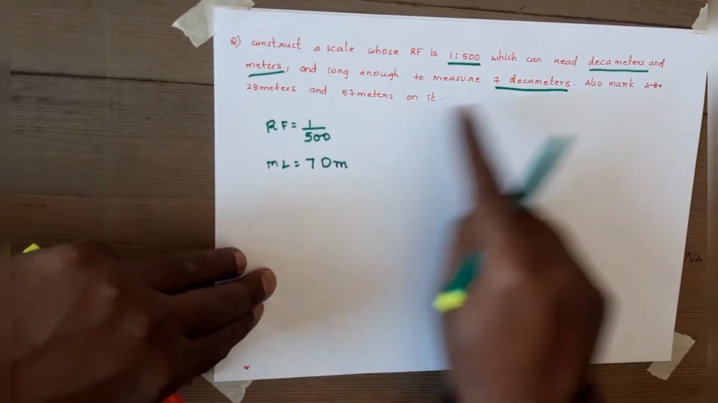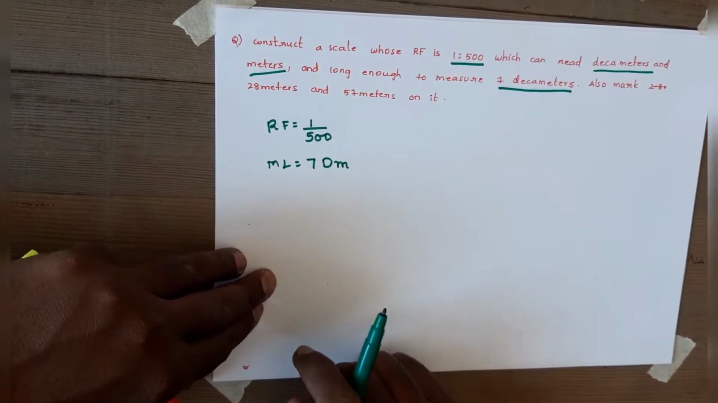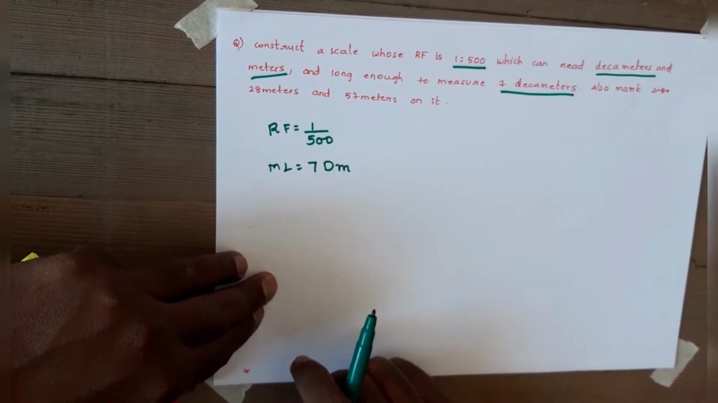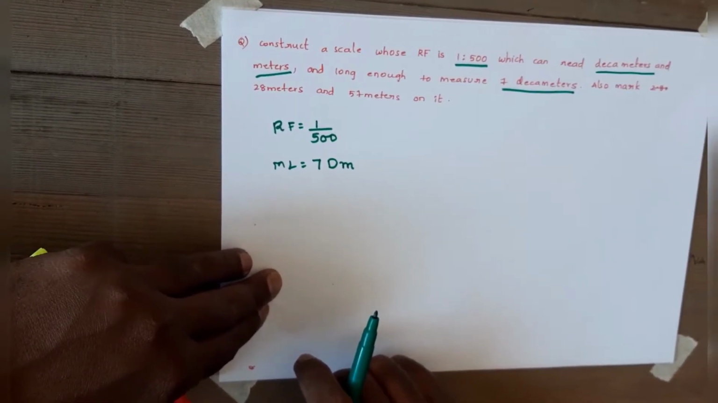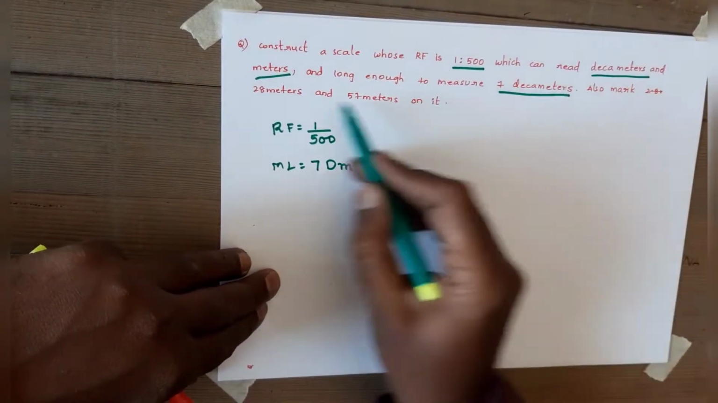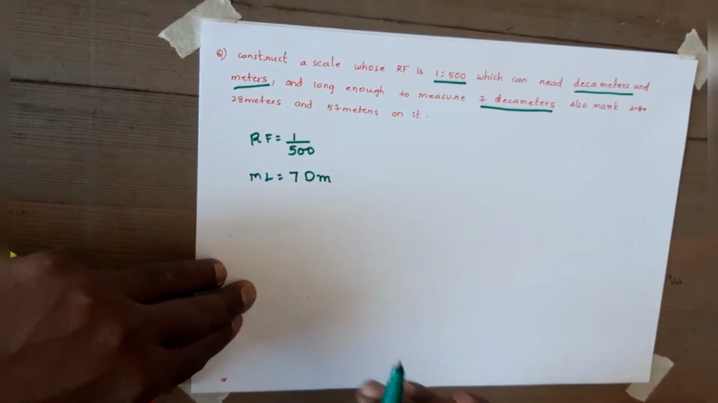Also mark the distances. Okay, after constructing it, we will mark it. But here the doubt is whether I have to go ahead with plane scale or diagonal scale. Plane. Why is it a plane scale? Because only two units are there, decameter and meter. That's why we decided it is a plane scale.